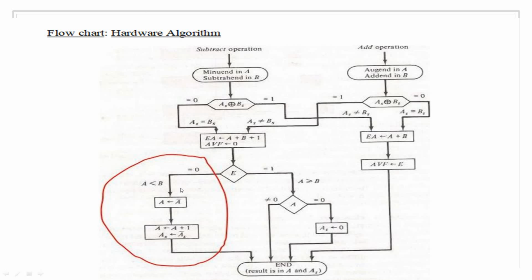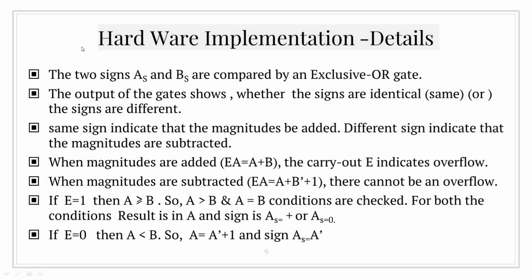If E equal to 0, it means A is less than B. So here the 1's complement of A is assigned to A, and add 1 to A. Final result will be stored in A and we have to take the complement sign of A as the final result. Here the result will be stored in A register and sign will be stored in AS flip-flop.